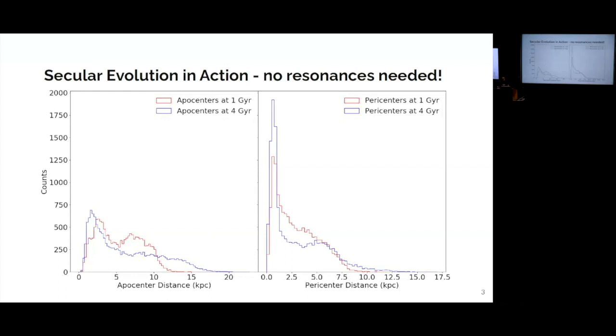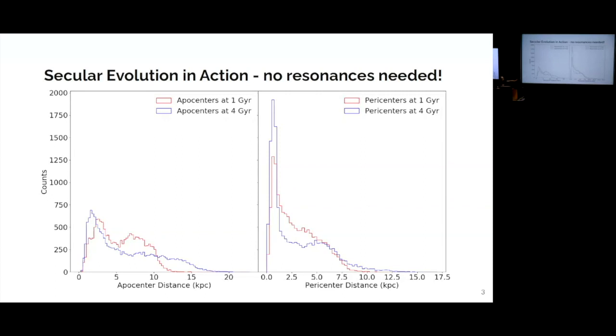If you look in red, you have the 1 gigayear distribution. And then if you look in blue, you have the 4 gigayear distribution. They're not the same. You've had radial changes. You've had radial changes due to just this sort of gradual, what I'll call bulk change from the fact that you have these structures, but you also have some of the resonance-induced changes, which are going to be smaller in number, but still present.